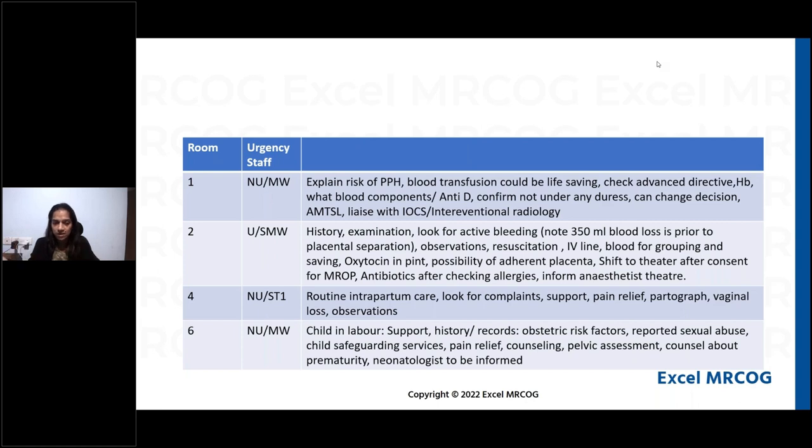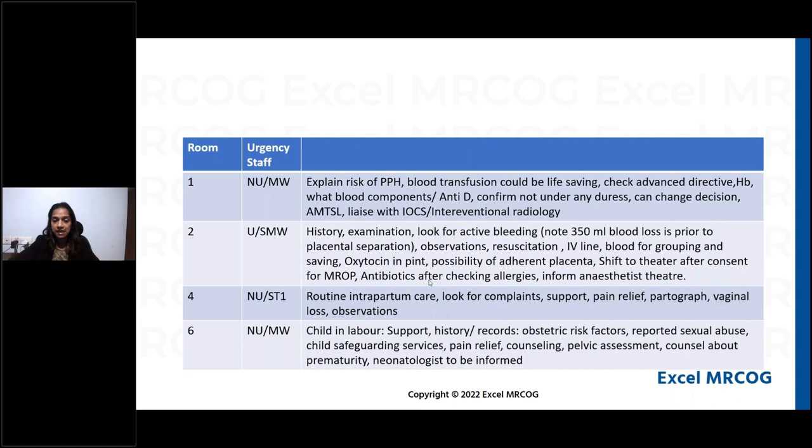Okay. For the Jehovah's Witness, you just have to explain the risk of PPH. You have to tell her that blood transfusion may be life-saving. You have to check her advance directive, check her hemoglobin, what blood components she has a reservation for, confirm that she is not taking this decision under any duress, that is under any influence or pressure, and that she can change the decision at any point of time. You have to make arrangements for active management of third stage of labor that is recommended for her, liaise with your IOCS and interventional radiology. Okay, so that is what you need to do.